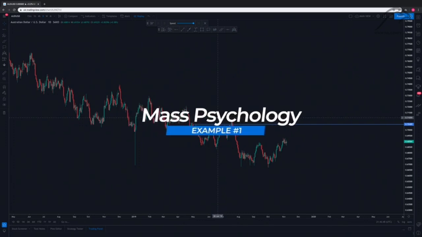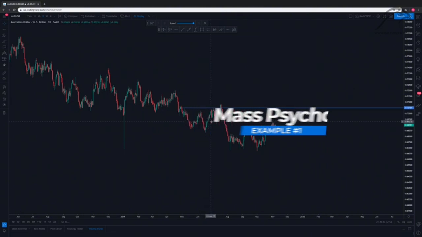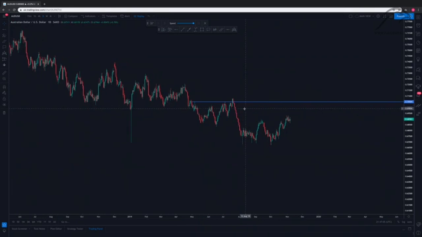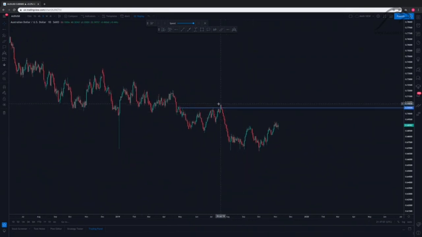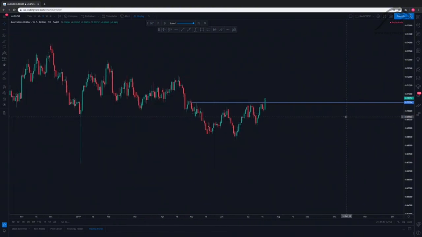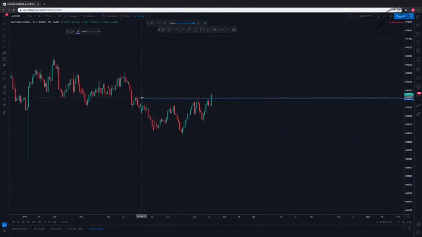So first up, we have Aussie dollar here on the daily chart, and we're going to be looking at how mass psychology can play a part within your trading, how it can help you to avoid getting caught on the wrong side. As you can see, we've got this ray line in, and we're looking at this as 1, 2, and potential third touch. Now, the typical type of price that you're maybe used to seeing is that if this breaks to the upside, so if we just replay this to here, and we've now broken out of what you may see as a resistance, if you like.